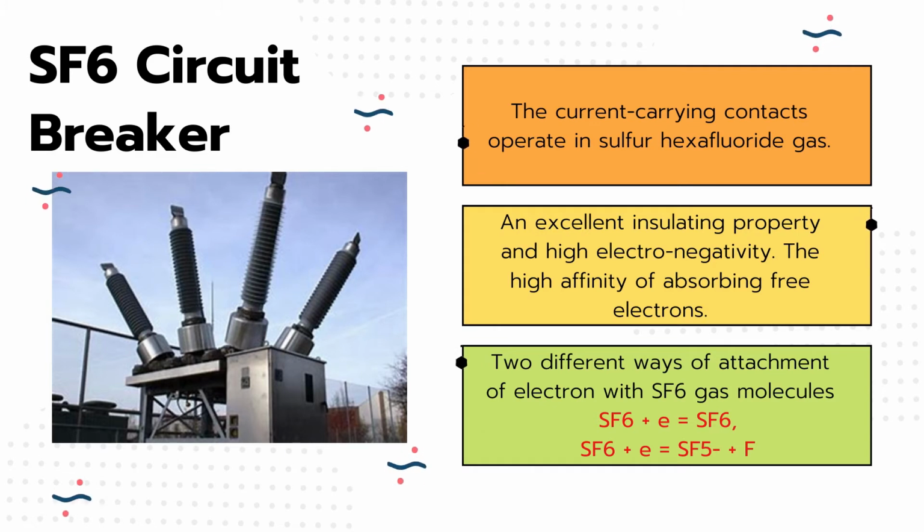The negative ions which are formed will be much heavier than a free electron. With heavier and less mobile charged particles in SF6 gas, it acquires very high dielectric strength. It is 100 times more effective as an arc quenching medium than an air circuit breaker.